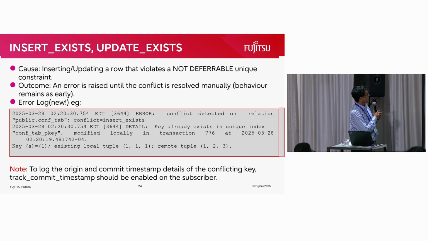There's a GUC parameter called track commit timestamp, which stores the commit timestamp as well as the origin ID of each transaction. So if you have that enabled, then you see more information in the logs. You see the existing local tuple and the remote tuple that resulted in the conflict. That's there in the error message now. You also know what the transaction timestamp is. So, more details in the error messages. You have a conflict type, insert exists, that's been added.